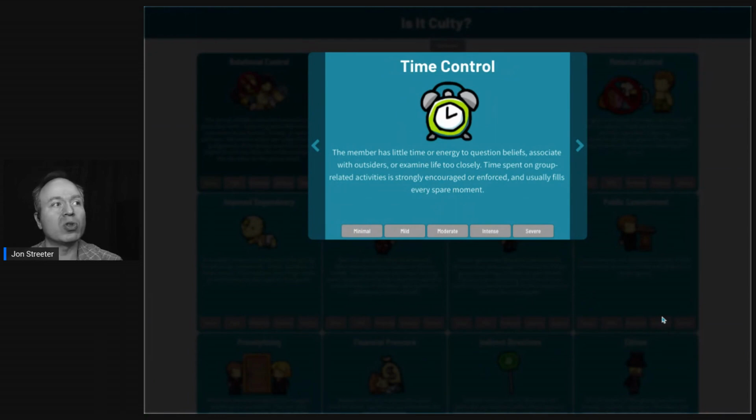Now, what about time control? The member has little time or energy to question beliefs, associate with outsiders, or examine life too closely. Time spent on group-related activities is strongly encouraged and enforced and usually fills every spare moment. Ooh, okay, this maybe, I wonder if it could just count as intense.